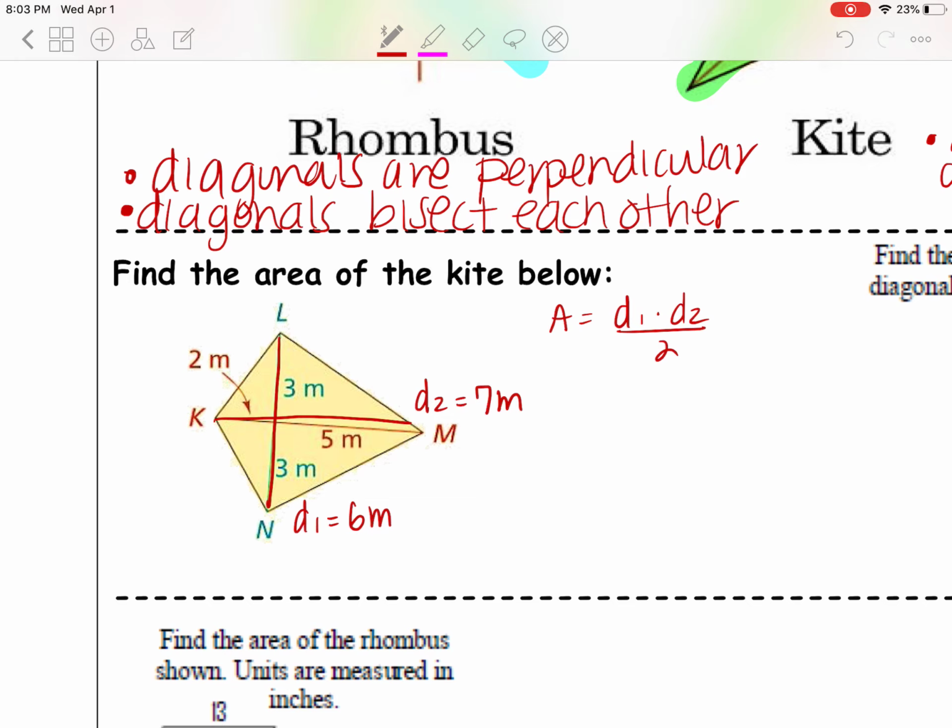Now that I have found the length of both of my diagonals, I'm going to go ahead and substitute that into my formula. Diagonal 1 is 6 meters. Diagonal 2 is 7 meters. All of that divided by 2. So 6 times 7 is 42 meters squared. 42 meters squared divided by 2. And our final area will be 21 meters squared.